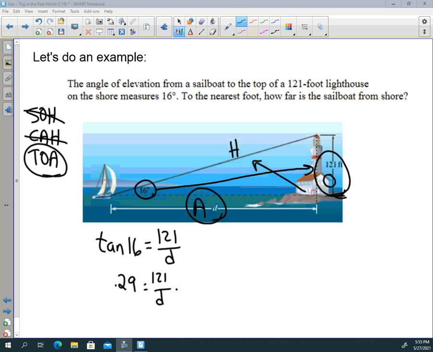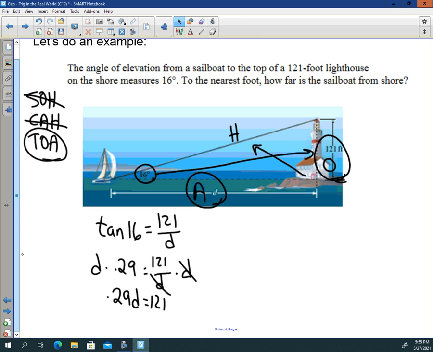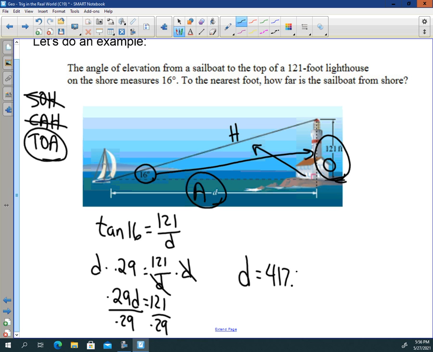Now I'm going to multiply both sides by what's in the denominator of that fraction, causing this cancellation here, and I have 0.29d equals 121. And then dividing both sides by 0.29, I get that d equals 121 divided by 0.29, 417.24 feet. And that is how far the boat is from the shore.